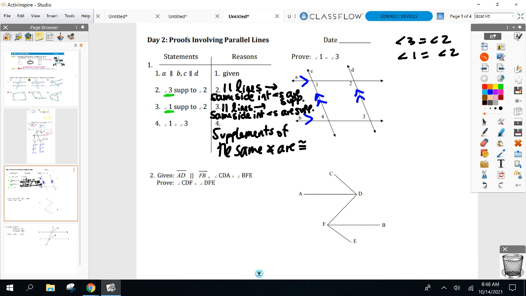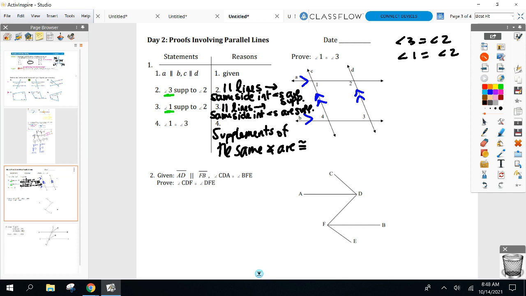Anything you want to ask about this proof? How could it be done differently? Could you have switched steps 2 and 3 and still been correct? Yeah, you could have. Even if you want to put steps 2 and 3 into the same step because it's got the same reason, that's fine too. Questions here before we do a blank one? No statements I give you on number 2.